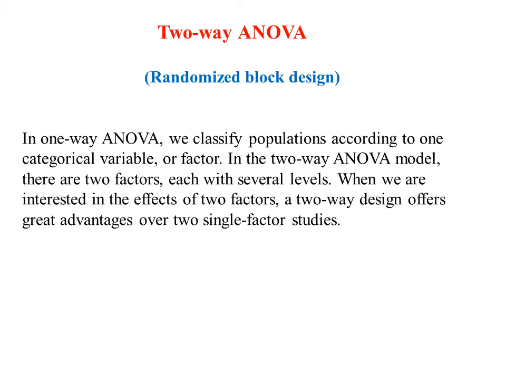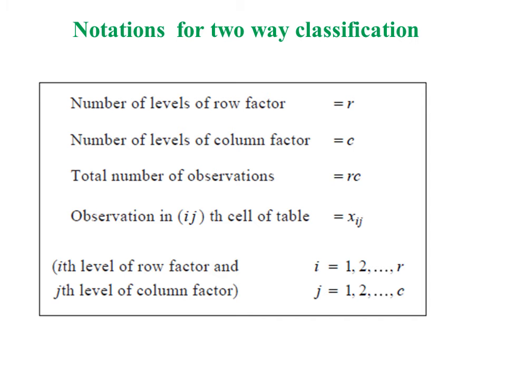In one-way ANOVA, we classify populations according to one categorical variable or row factor. In the two-way ANOVA model, there are two factors, each with several levels. So this is the major difference between the previous method, one-way, and this method, two-way ANOVA. When we are interested in the effects of two factors, a two-way design offers great advantages over two single-factor studies. Right? This is the introduction about RBD.